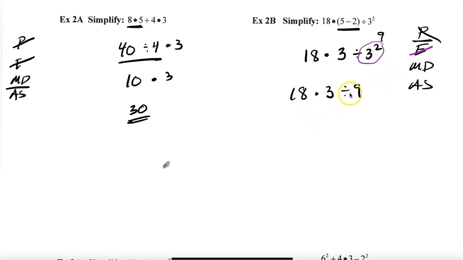Now all we have left is multiply and divide. They're all on the same line, so it does not matter. We're just going to go left to right. So we're going to do 18 times 3, which is 54, divided by 9. And then we're going to do 54 divided by 9, which is 6.